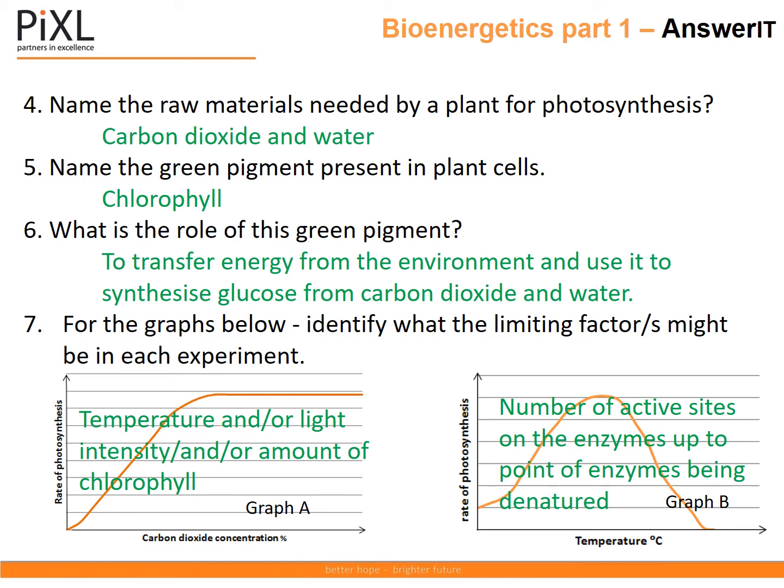Question 7, for the graphs below, identify what the limiting factor or factors might be in each experiment. So for graph A, the limiting factors will be everything other than carbon dioxide. So you could have put temperature and or light intensity and or the amount of chlorophyll. For the temperature one, the limiting factor is the number of active sites on the enzymes because they're being denatured. So if you've mentioned anything about the enzymes being denatured, then that will be your answer.